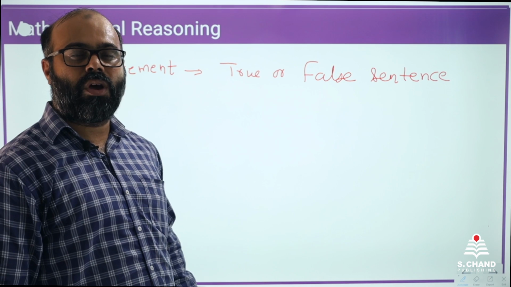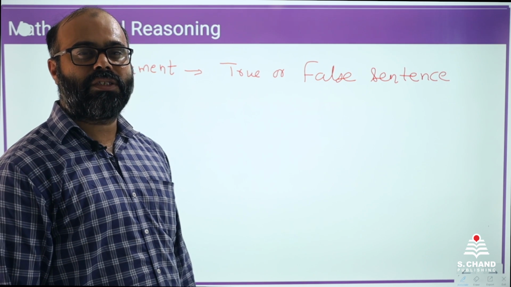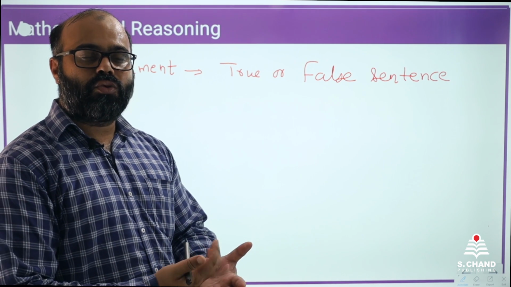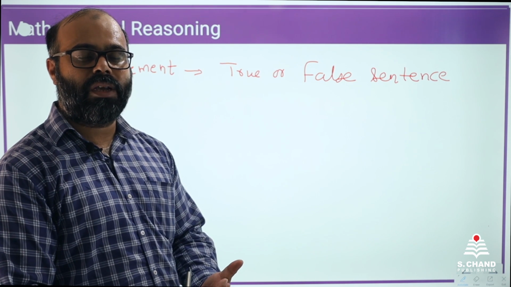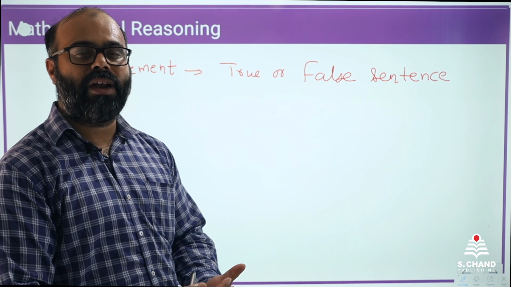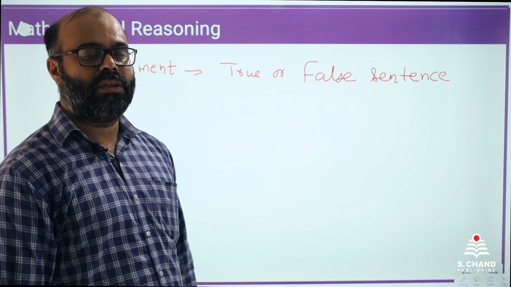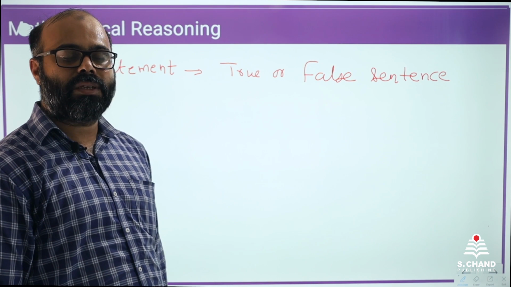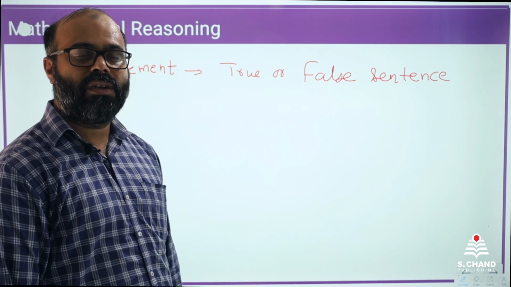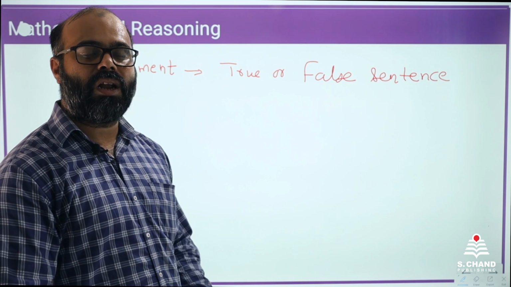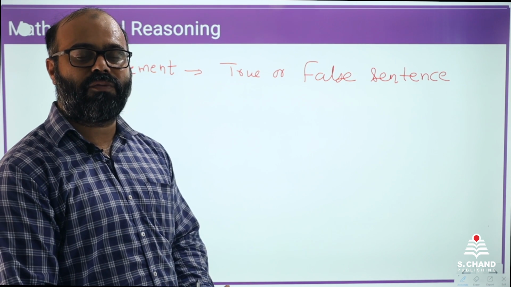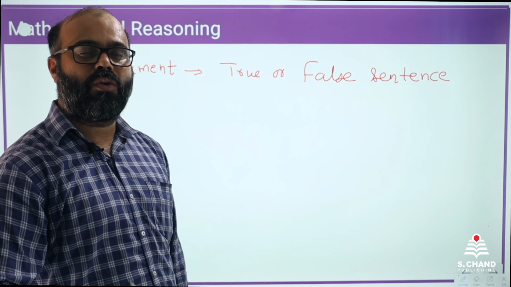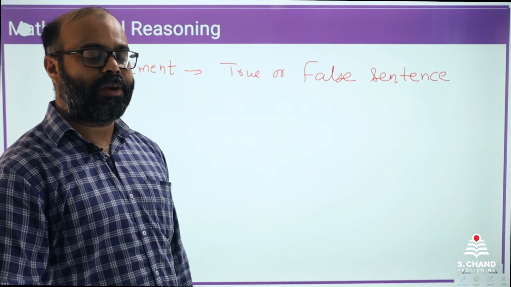For example, "Rohan is a good student." It is sometimes true, sometimes false. Why? Because it depends upon who is telling about Rohan and with whom he is being compared. So if we say Rohan has marks more than 90% in the 10th board, then it is a true statement. And if he has not got more than 90%, then it is a false statement. But "a good student" alone is not a statement.